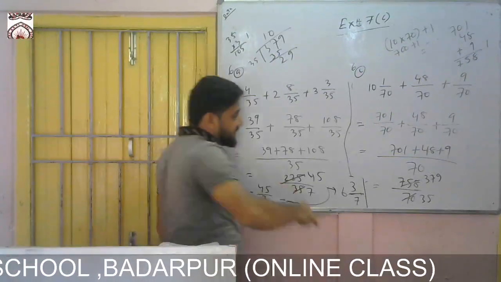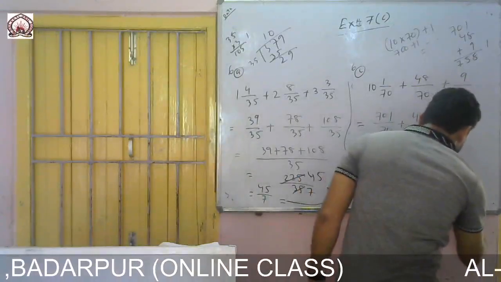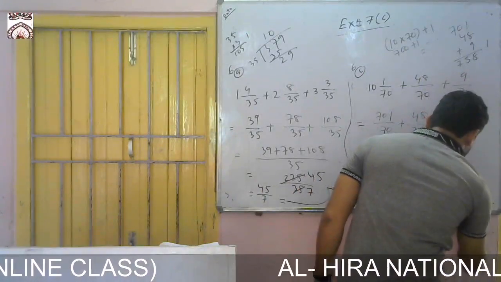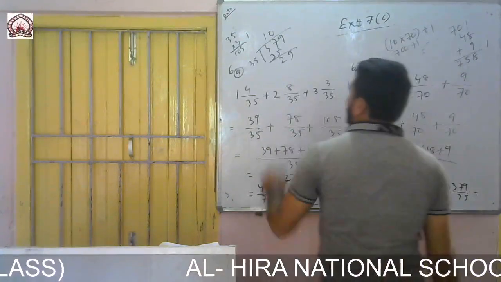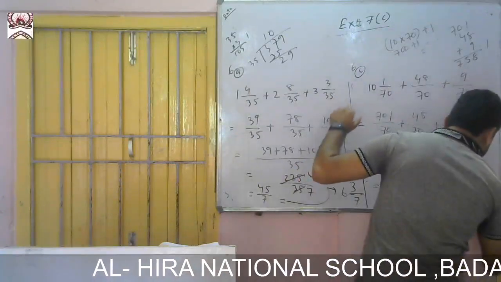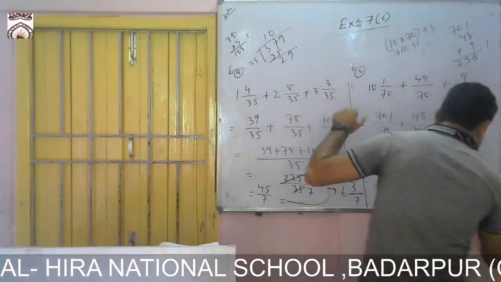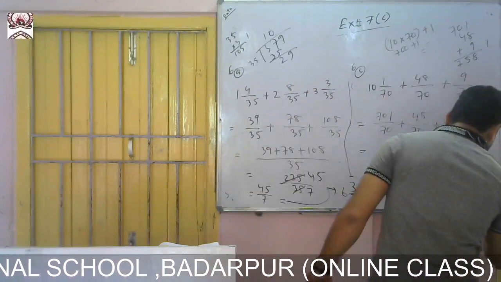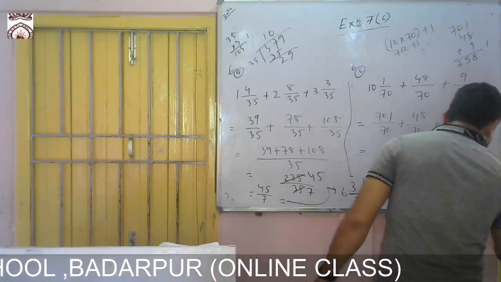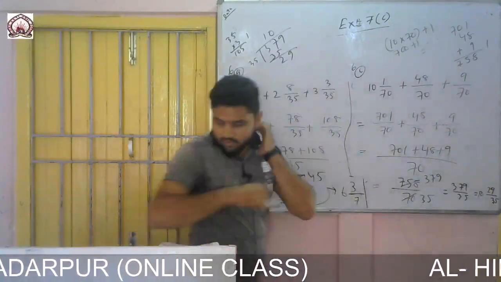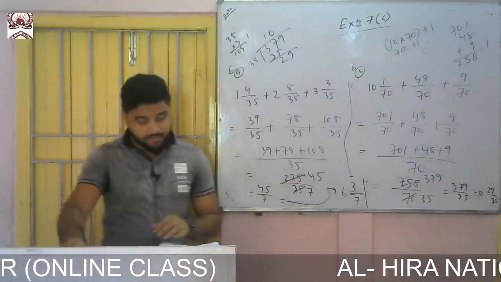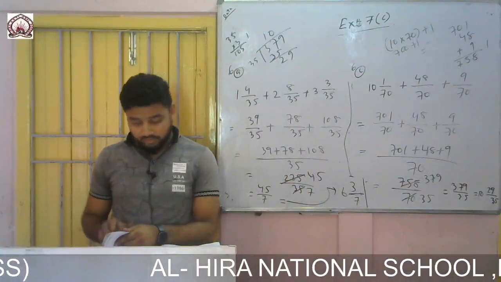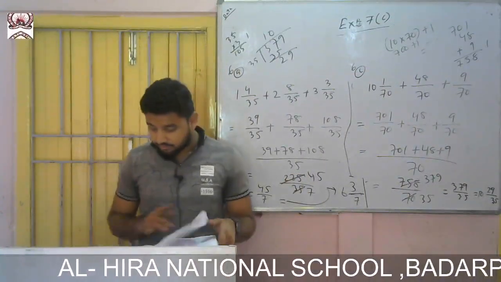So answer will be what? 379 by 35. So if I take into mixed fraction, then it will be what? 35 here. Okay. This one here what? 29. Okay. Sorry, 10. And this one here what? 29. 20 what? 9. 29. Okay.